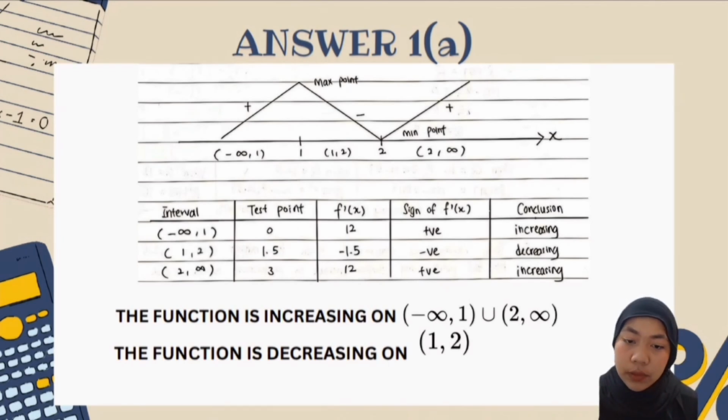And then the last interval, (2, infinity). For the test value, we put x = 3, and we get 12. That means the sign is positive and the conclusion also is increasing. So for the answer, the function f(x) is increasing on the intervals (negative infinity, 1) and (2, infinity). And the function f(x) is decreasing on the interval (1, 2).